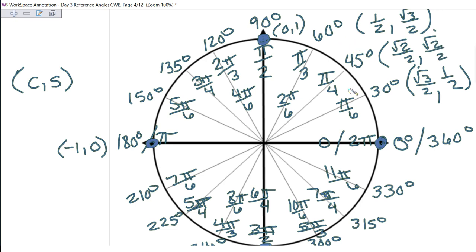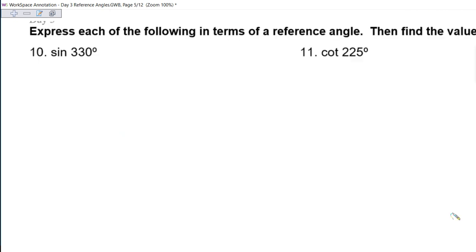Now we are going to base all of our answers today off of these quadrant 1 answers and our knowledge about is the sine or cosine positive or negative in the terminal side or terminal quadrant. Okay, so starting with number 10, the instructions say express each of the following in terms of a reference angle, then find the value of each. So the very first thing we have to do is find the reference angle. And then we have to find the exact value using that unit circle.